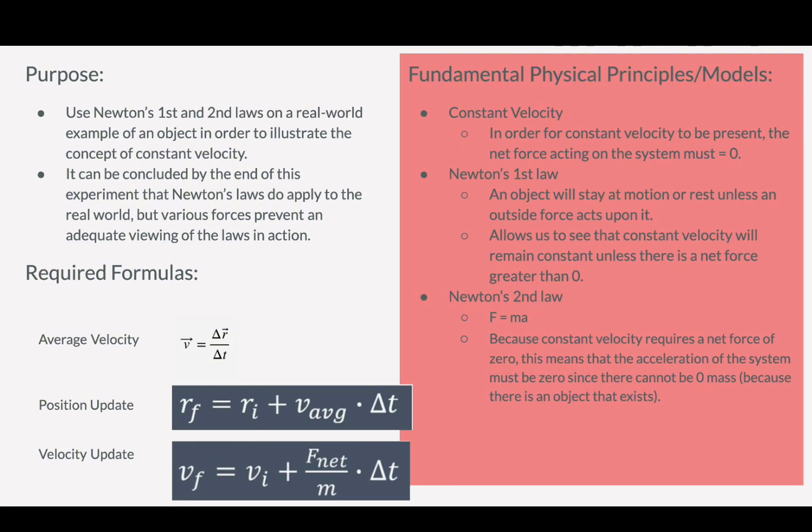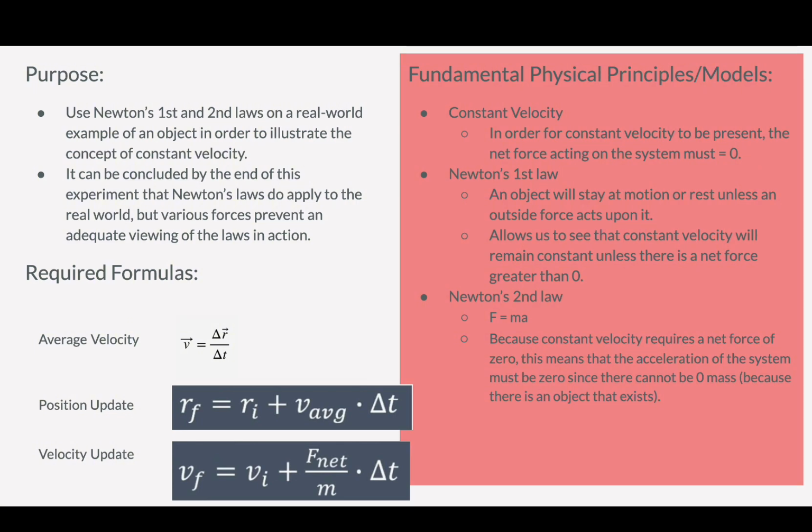So there are 3 fundamental physical principles that will be used in this lab: constant velocity, Newton's first law, and Newton's second law. In order for an object to have constant velocity, the net force acting on the system must be 0. This is derived from Newton's first law, which states that an object will stay in motion or at rest unless an outside force acts upon it. This allows us to see that constant velocity will remain constant unless there's a net force greater than 0.